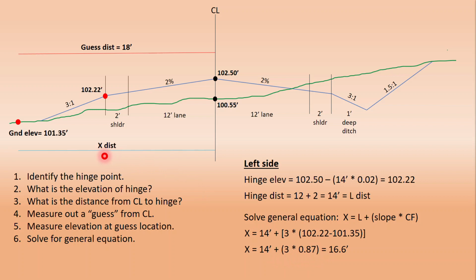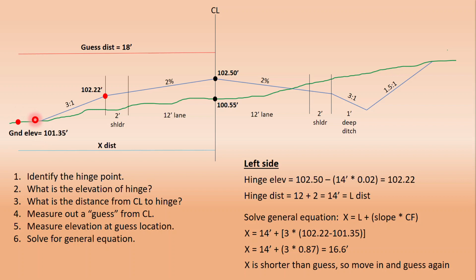X calculated based on that ground elevation does not equal the distance that we guessed. And when x does not equal your guess, you did not find your catch point, right? X caught a lot sooner based on that elevation. We guessed 18, it caught at 16, which means X is shorter than our guess, so we move in closer, pick a new ground spot location, and we guess again.